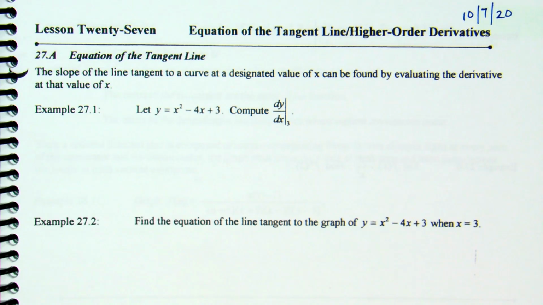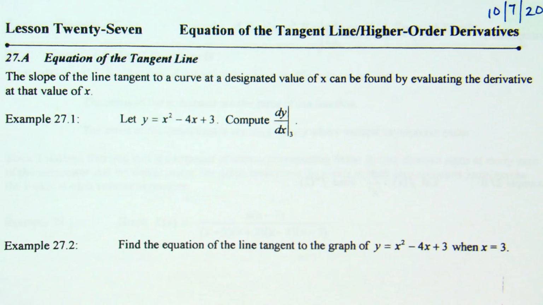Okay. Lesson 27. We are continuing our trip into derivatives. Today's talk is equation of the tangent line and higher order derivatives. With higher order derivatives, instead of finding just the first derivative, we'll find the second derivative, the third derivative, the fourth derivative. But before we do that, we're going to talk about equation of the tangent line.